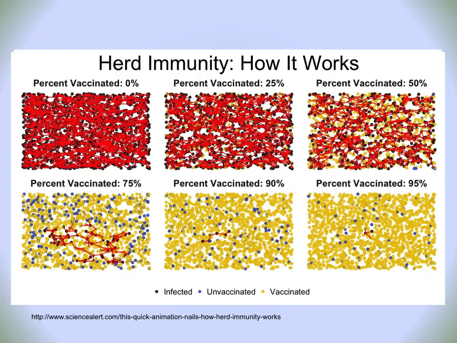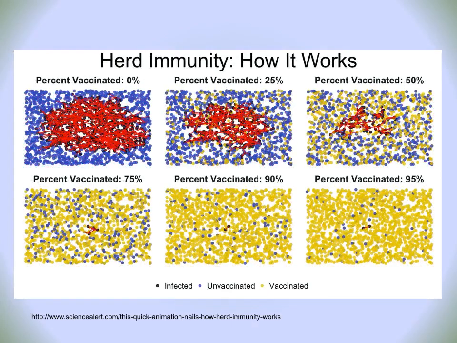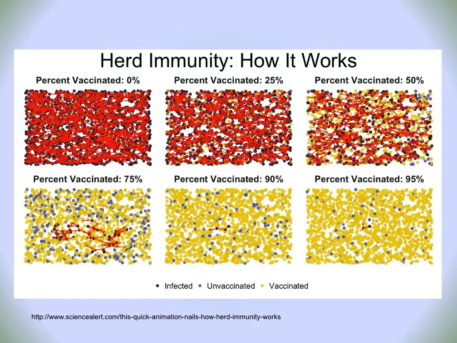So how does herd immunity actually work? Follow the red lines and note the transmissions. And note what happens once we hit that 90 and 95% threshold versus the 0 like we have right now, 50 and 75.